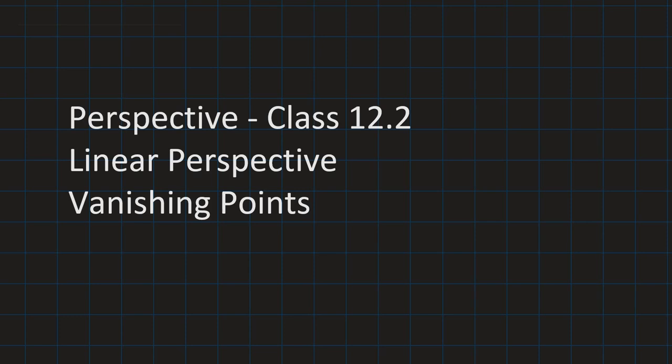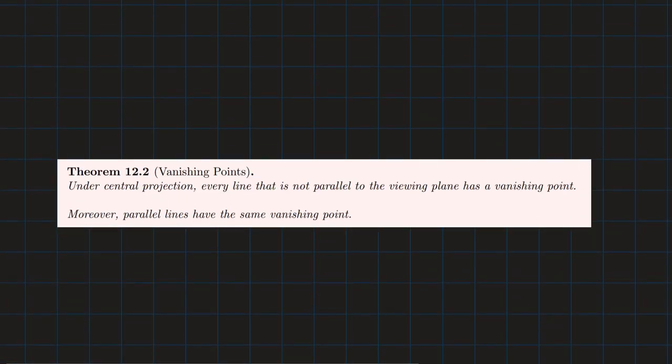We know from previous videos that if you centrally project a line, sometimes you end up getting a vanishing point. Moreover, we know that parallel lines have the same vanishing points. So let's write this as a theorem. Under central projection, every line that is not parallel to the viewing plane has a vanishing point. This is just a technicality: if the line is actually parallel to the viewing plane, then there is no vanishing point. But in some sensible manner, almost all lines have vanishing points.